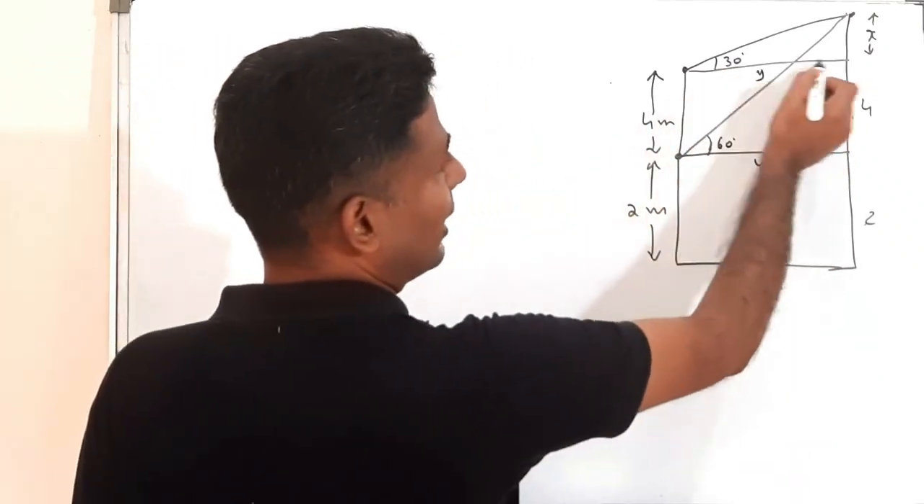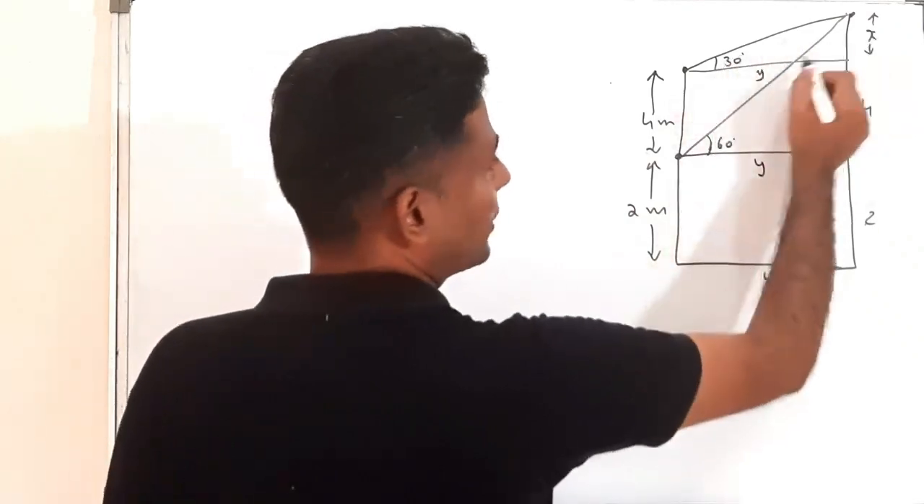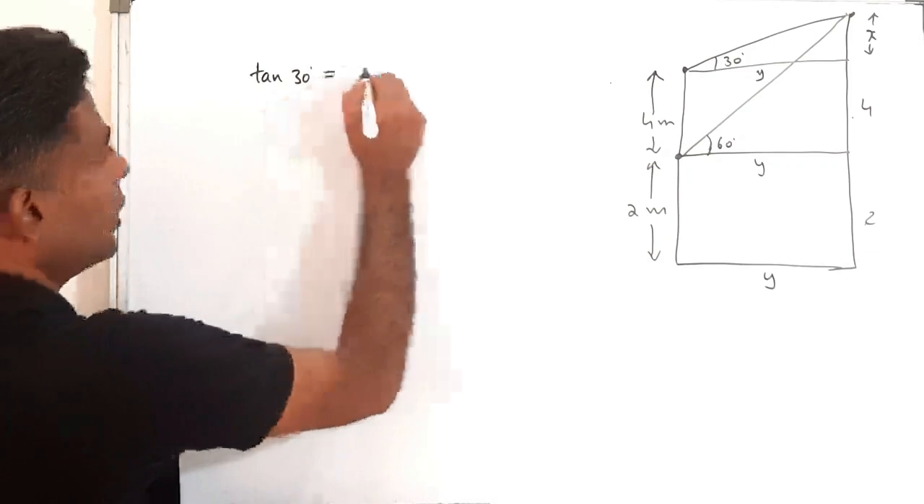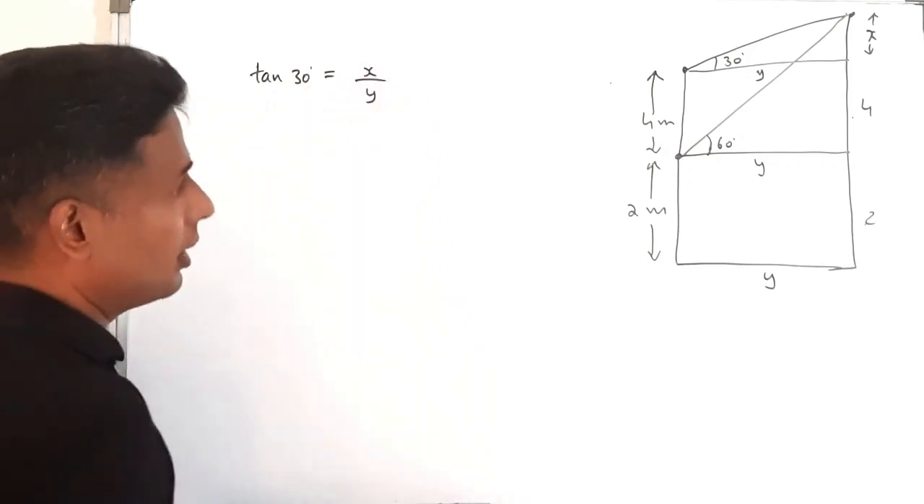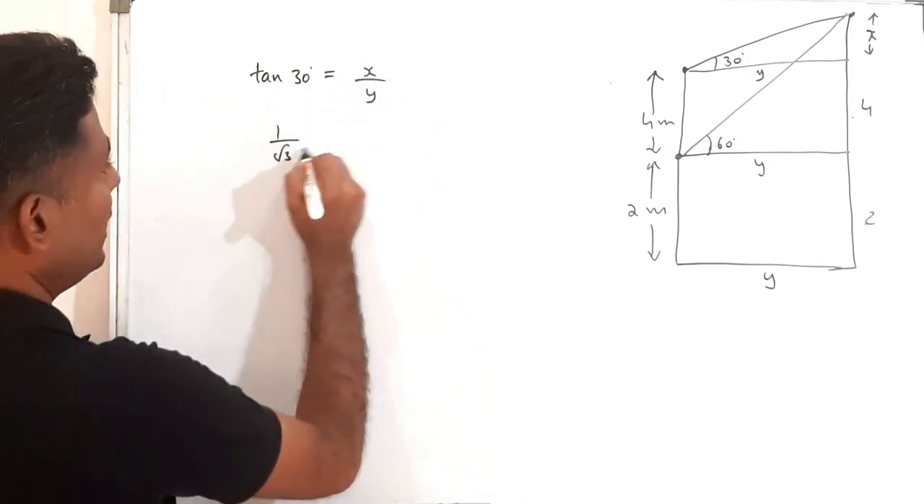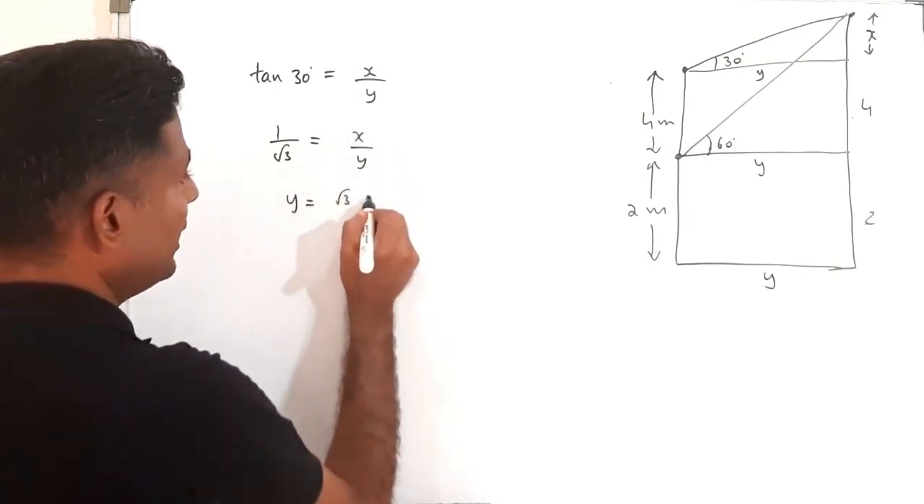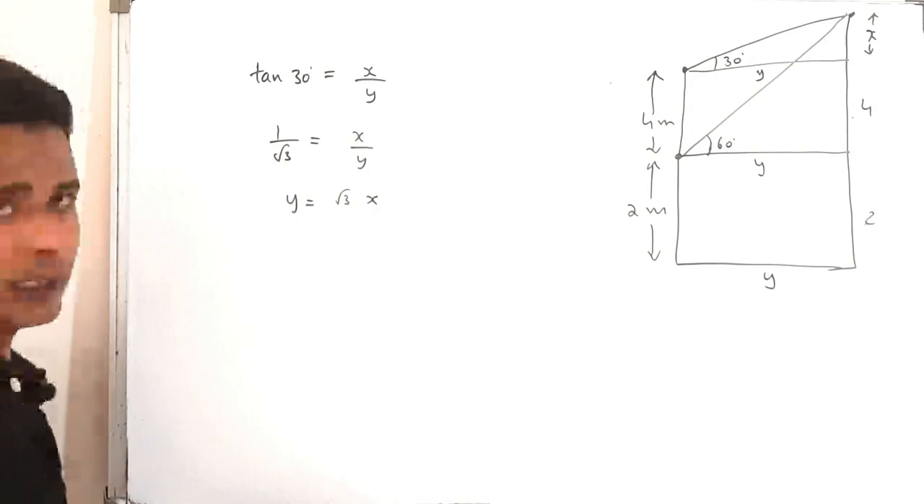Now taking this triangle first, 30 opposite by adjacent. So tan 30 degree equal to opposite by adjacent, that is y. So 1 by root 3 equal to x by y. So y equal to root 3x.